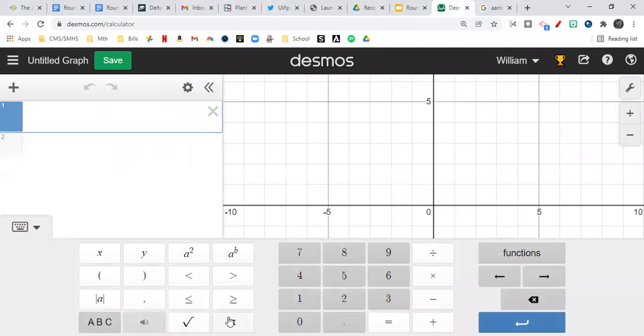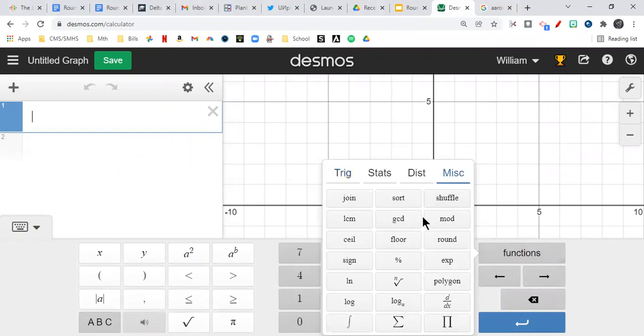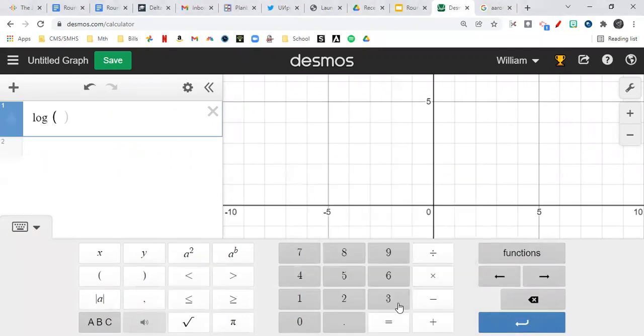I'm going to look at functions, then miscellaneous. Got to get rid of this goofy thing here. Then I see this guy, little log base a right there, so I'm going to put him in. It was log base 2 of 18, I believe, so I'm going to put the 2 there and the 18 right there. And then there's our answer, 4.17.